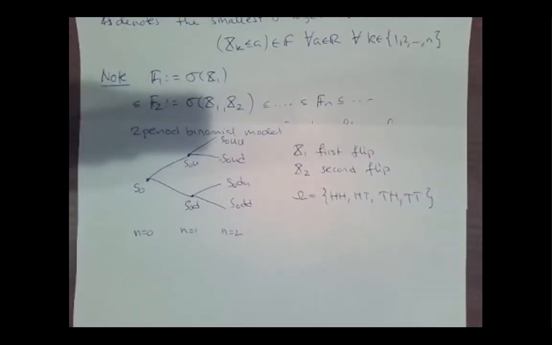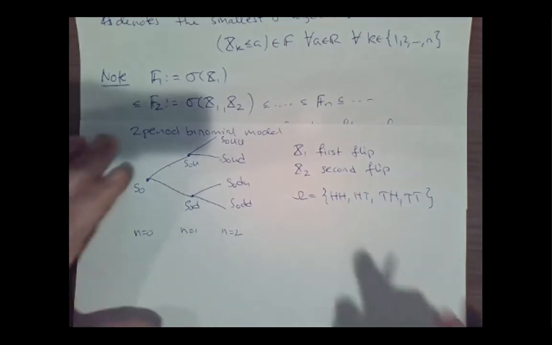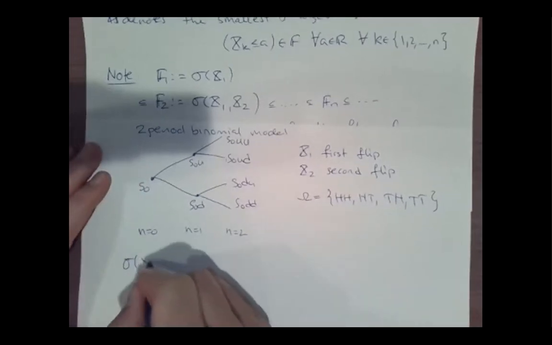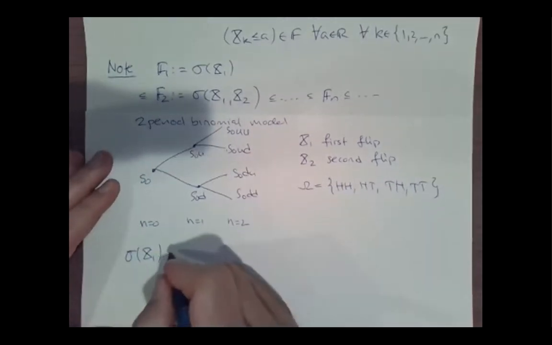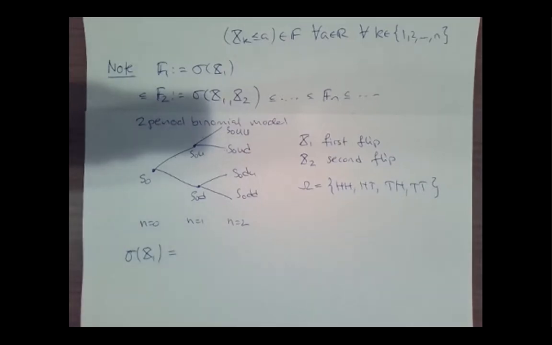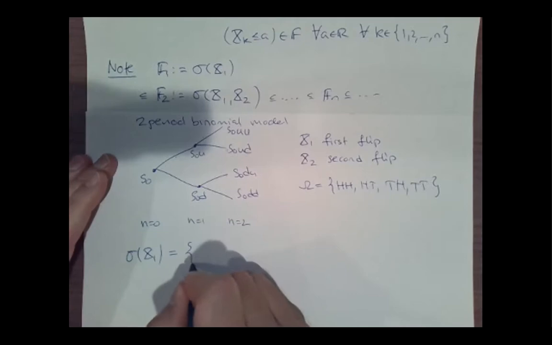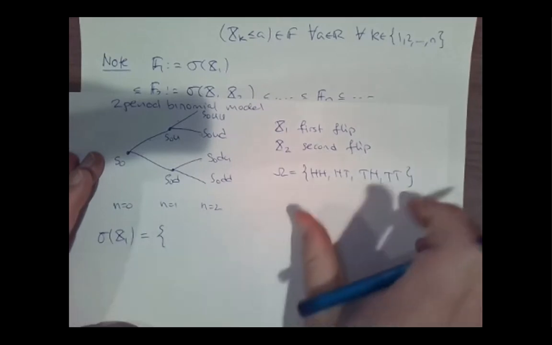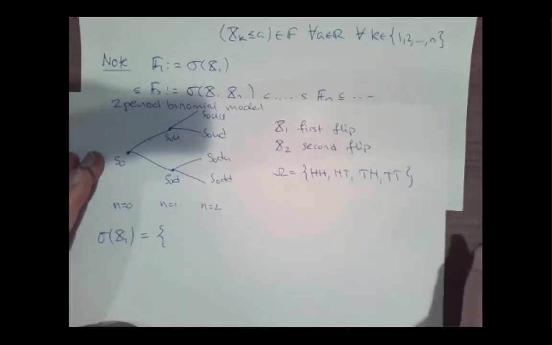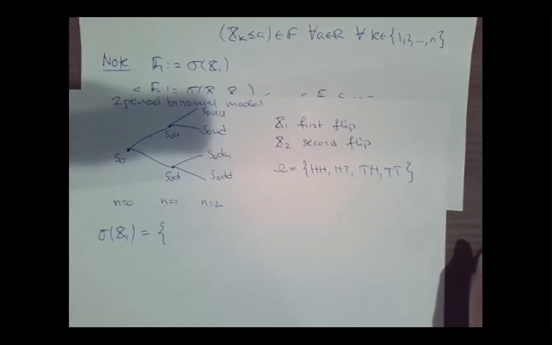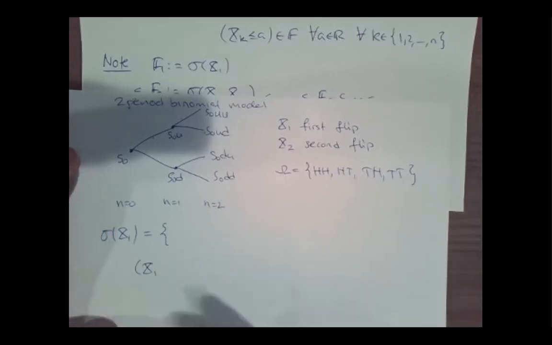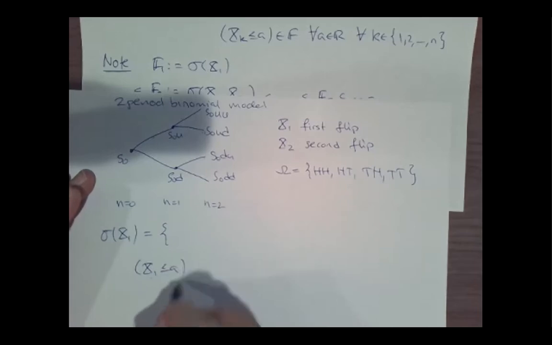So F1, what is the smallest sigma algebra that makes X1 measurable? So I need sets here. This is a subset; this contains subsets of omega. What subsets? Well, I need to look at sets where x1 is less than a.